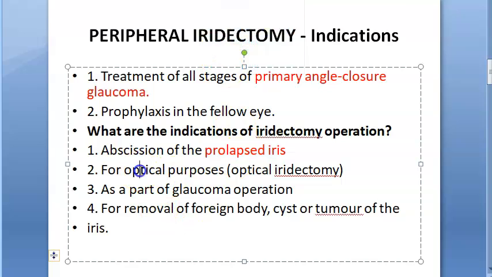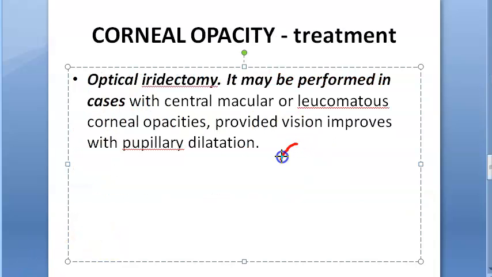For optical purposes, optical iridectomy means what? What is optical iridectomy? Important word, they'll ask you in exam. Basically, in the cornea, if there is central or macular or leukomatous corneal opacity, then they will do an optical iridectomy. So the vision improves with pupillary dilatation.